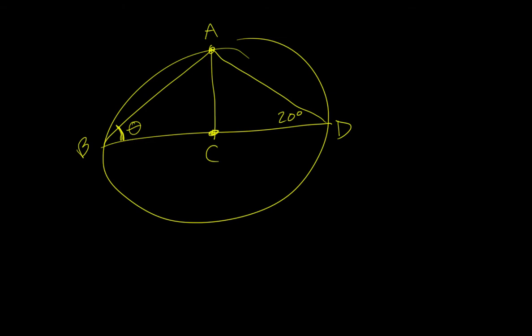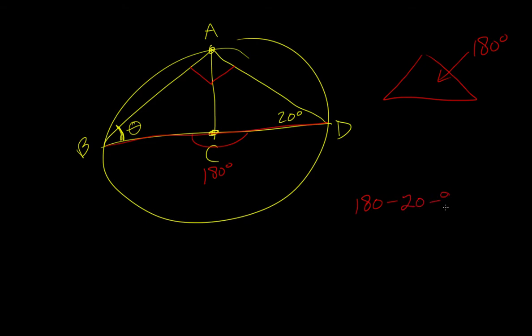And this one's pretty straightforward actually. Because of the theorem, this is 180 degrees. We know that this is 90 degrees. And any triangle needs to add up to 180 degrees. And so if we say 180 minus 20 minus 90, that's going to get us to 70. And so that's what's left over, and so theta is equal to 70 degrees.